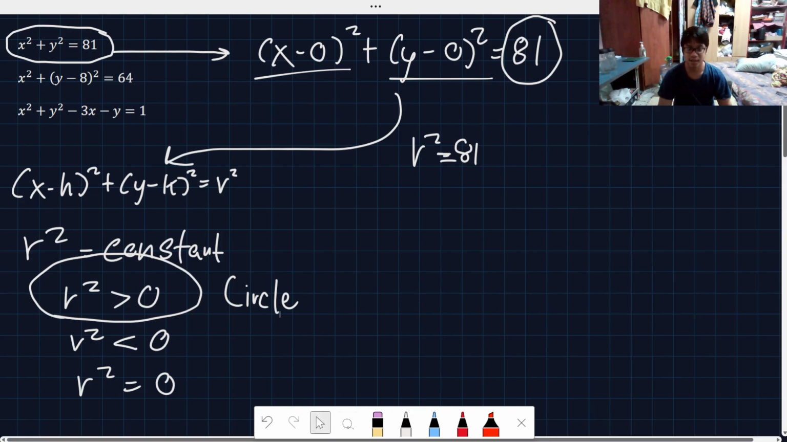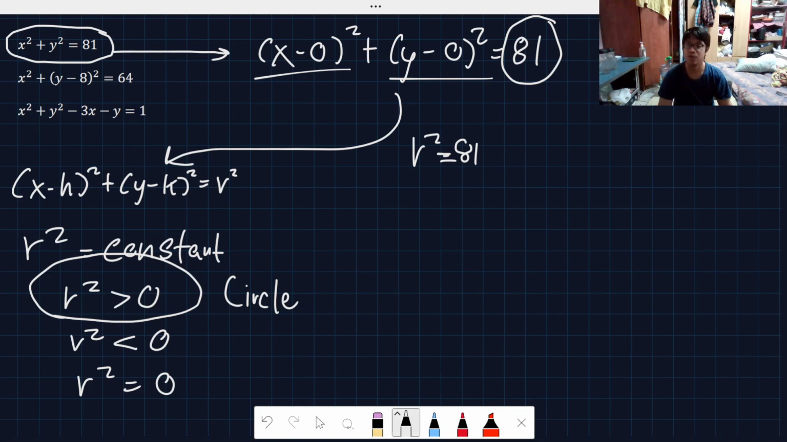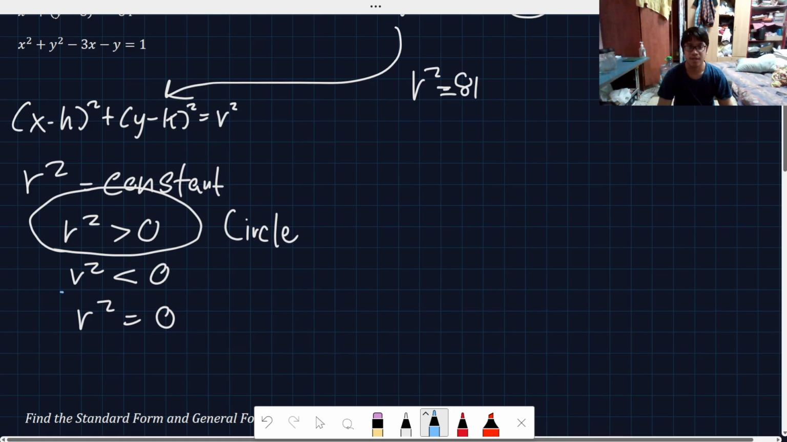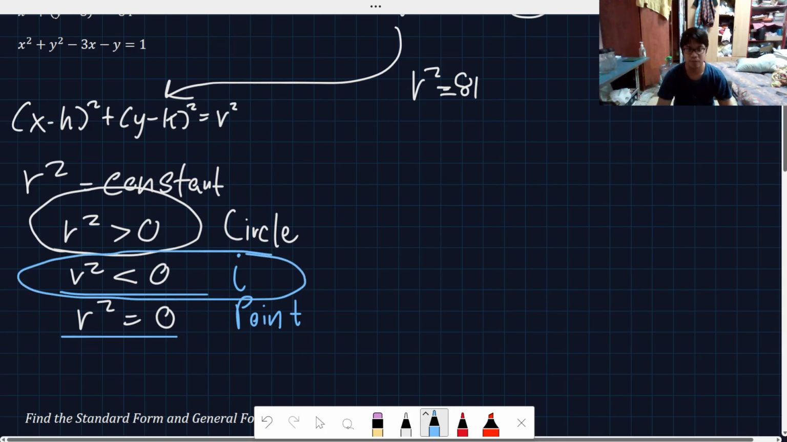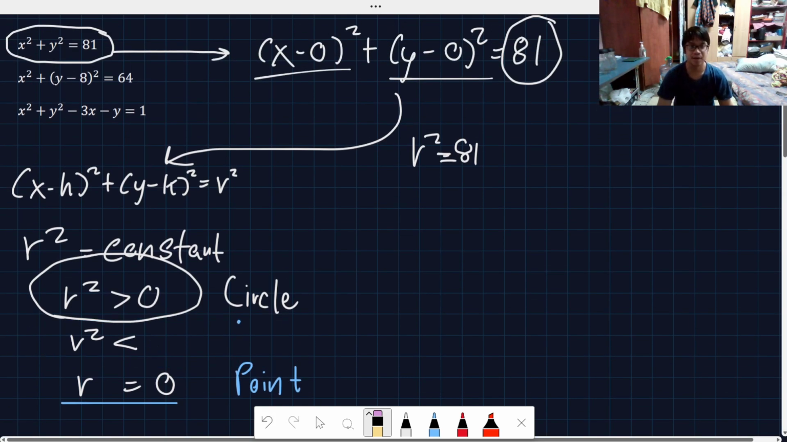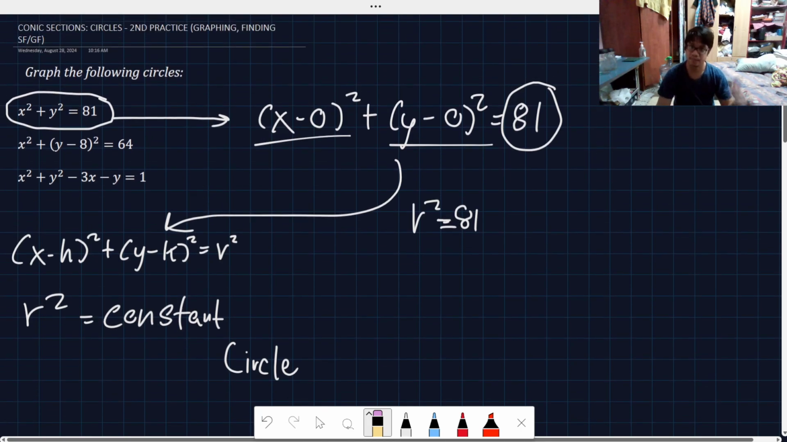Remember, if it's less than 0, this is an imaginary circle. If it's exactly 0, you will have exactly a point, so you just plot the point and that's it. And if it's an imaginary circle, sadly, you can't graph it. So make sure your r squared is positive, basically greater than 0. Anyway, let's now proceed.